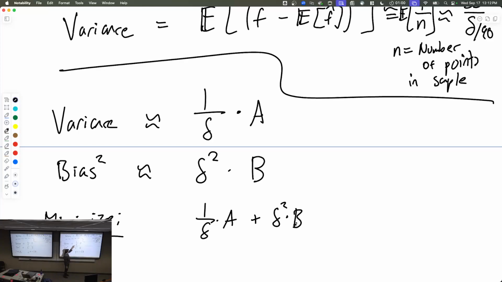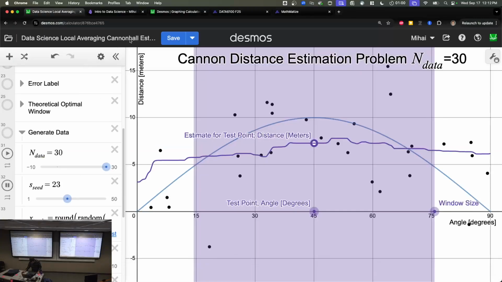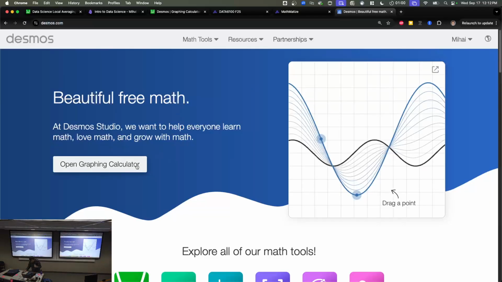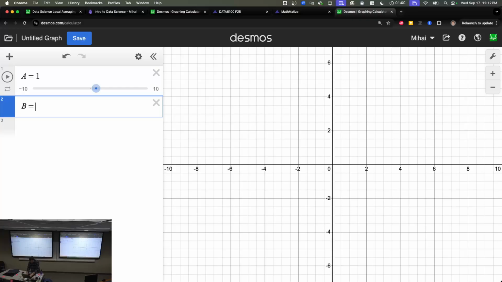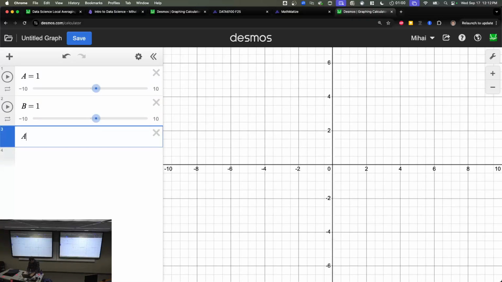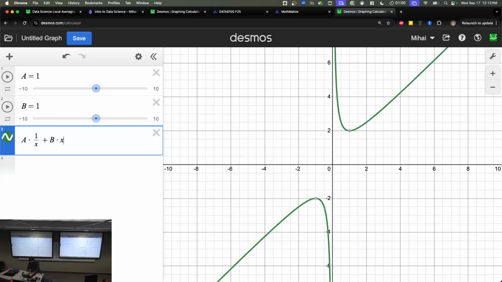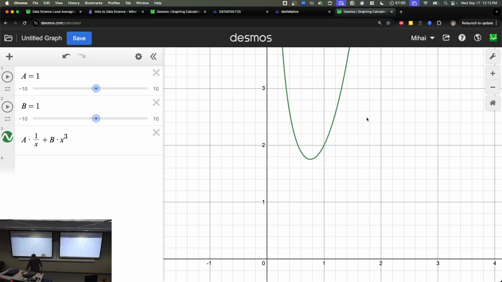The reason I wanted to get it like this is now we can draw a nice graph of what this kind of thing looks like. So let's draw that graph and take a look. Let's make a new graphing calculator. We have some constant a, let's make that 1. We have some constant b, let's make that 1. And we're doing the function a times 1 over x plus b times x squared. And we get this nice curve, where, oh, I put in cubed. Let's fix that.